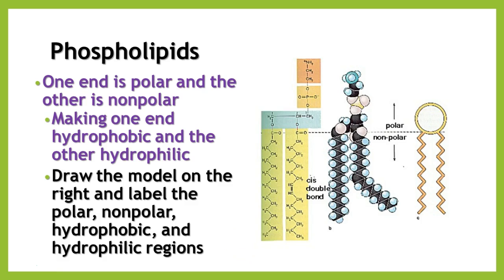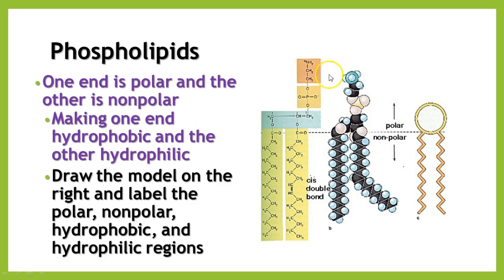The phospholipids are the main component of the phospholipid bilayer, the cell membrane. Realize that the phospholipid is a lipid. It's made of fatty acids. Here are some fatty acids and glycerol. But instead of 3 fatty acids, it has only 2. And attached to that third carbon in the glycerol molecule, we have a phosphate and another molecule.